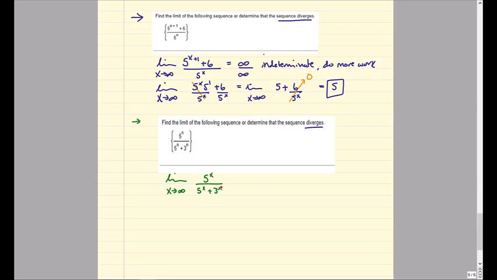Now what you cannot do here is separate the denominator. You can never separate the denominator. You can separate the numerator, but not the denominator. So if I take my limit here, that's going to be infinity over infinity, which is indeterminate.